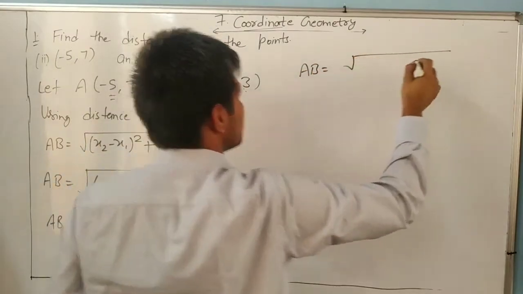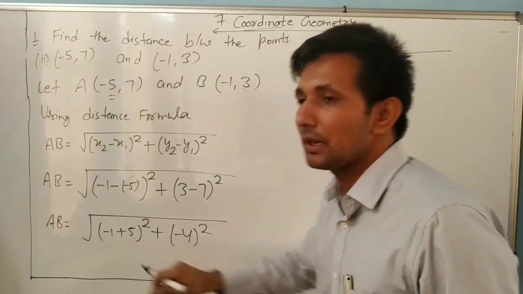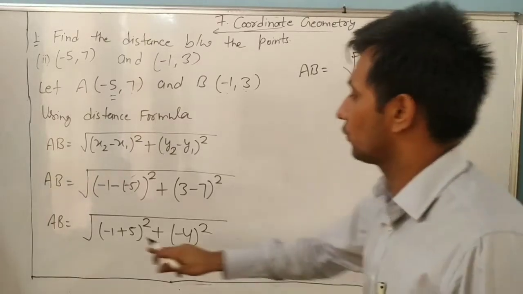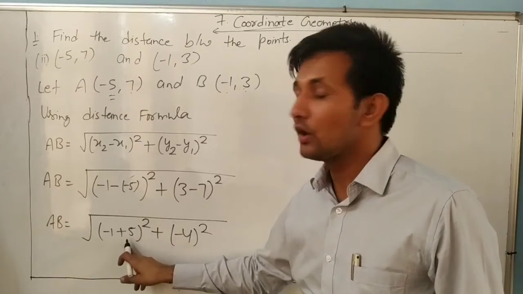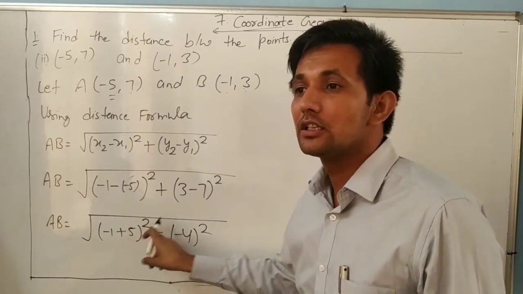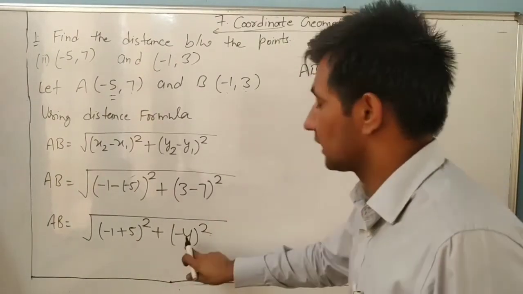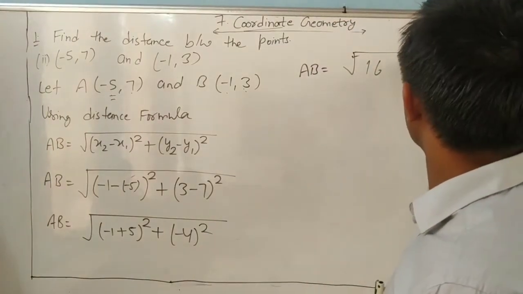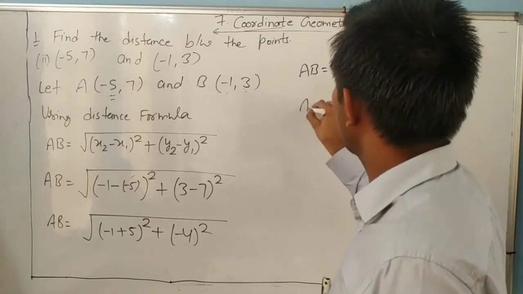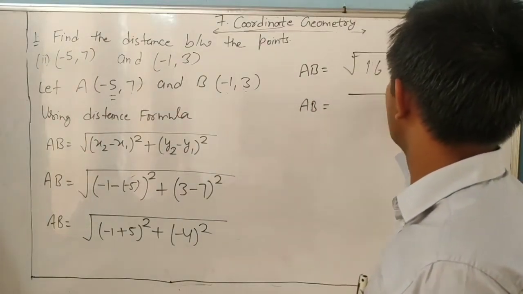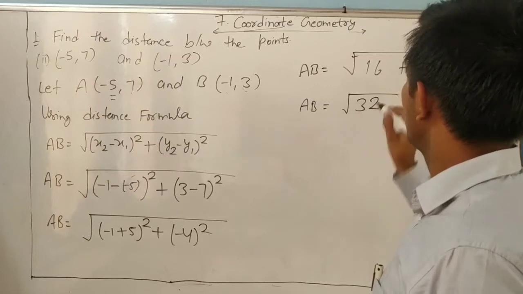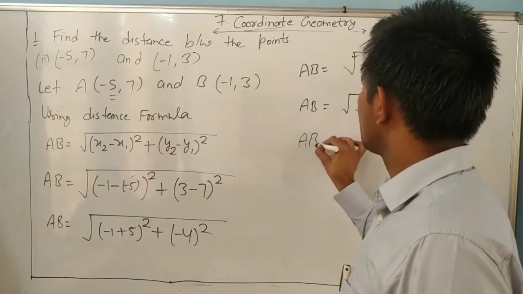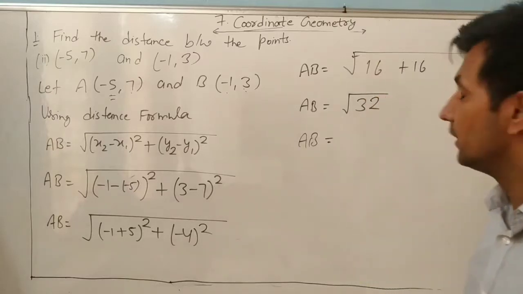under the root. What is -1 plus 5? Yes, Anish. -1 plus 5 is 4, and 4 square is 16, plus -4 square, square of a negative is also positive, plus 16. Now AB is 16 plus 16, 32. We can leave it like this. Otherwise we will write it in simplest form also.